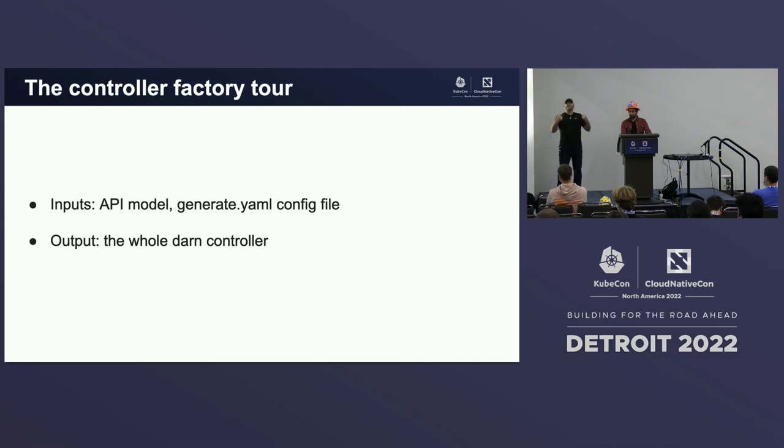If you're used to Kubebuilder, what you get when you generate a controller is basically just a stub, right? The reconciler logic and everything, you still have to go and do your thing. You have to implement it. We didn't want to do that for 200 controllers, and so we had to build something that could do that for us, right?